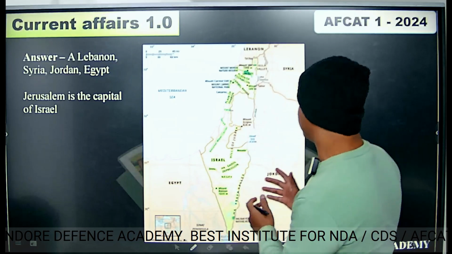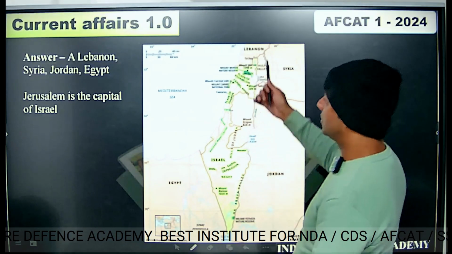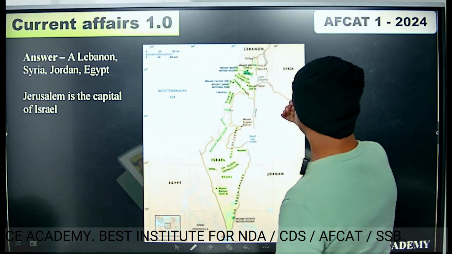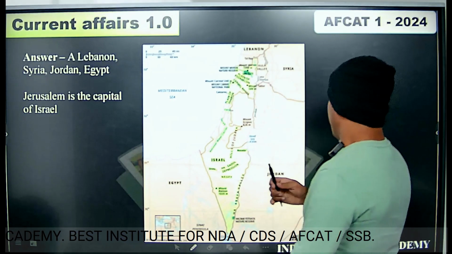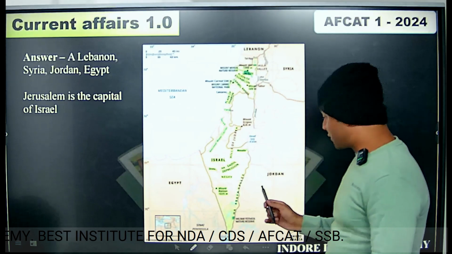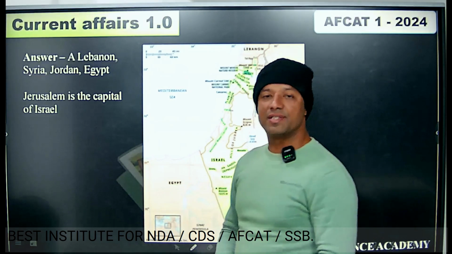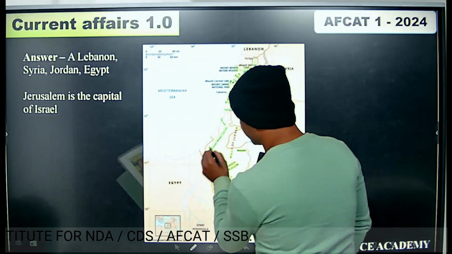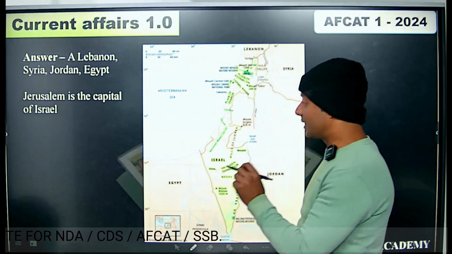So my friends, you can see the map of Israel. In the north, you can see Lebanon. On this side, you can see Syria. On this side, you can see Jordan. And on this side, you can see Egypt. And you can see this is the Gaza Strip, my friends. We are talking about the Gaza Strip.